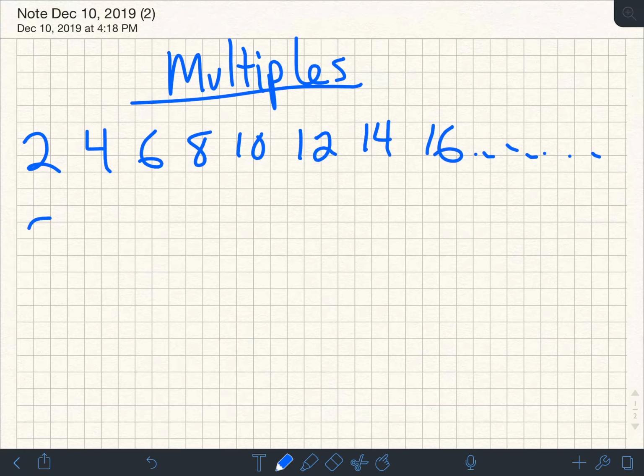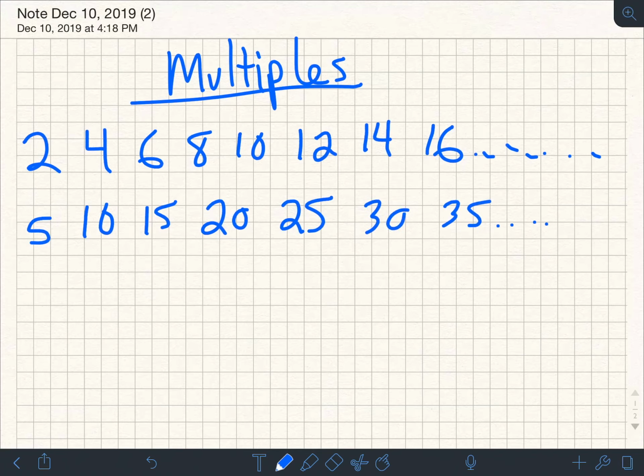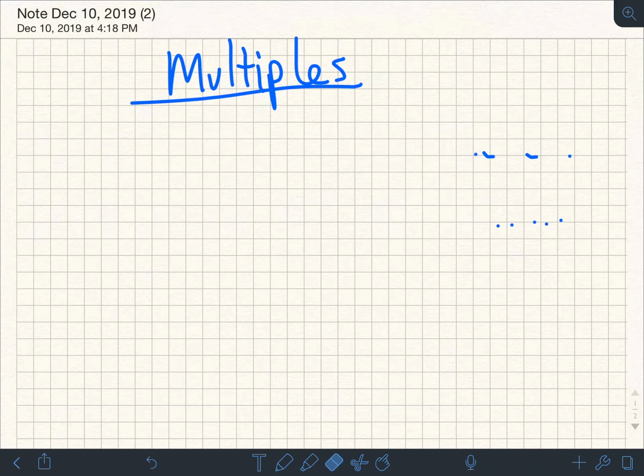Multiples of 5 would be 5, 10, 15, 20, 25, 30, 35, and so on and so forth. So multiples are pretty simple. The thing that is going to be a little trickier is finding common multiples. So these are numbers that two numbers would have in common.